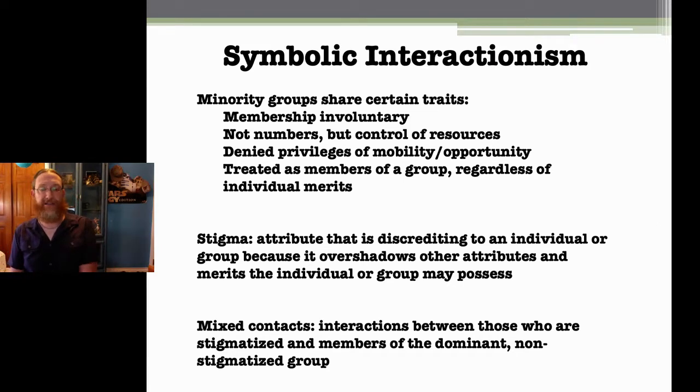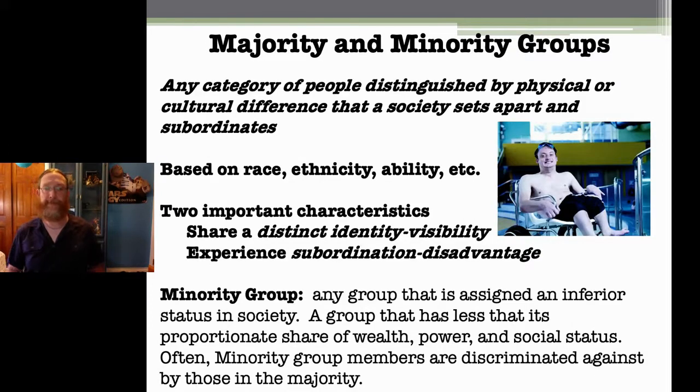Mixed contacts, interactions between those who are stigmatized and members of the dominant non-stigmatized group. Mixed contact is an important concept for deprogramming of racism and discrimination. Intergroup contact. If people aren't interacting amongst different ethnicities, or if we're looking at our construction of race, different races, then those opportunities to learn, which is where the deprogramming of racism really happens, those learning opportunities, they just don't exist in ways that are able to benefit people as much.